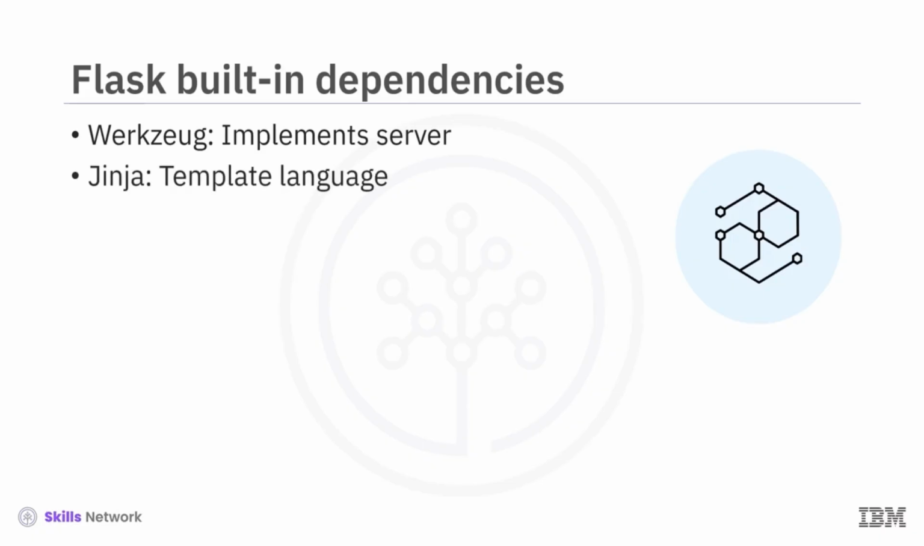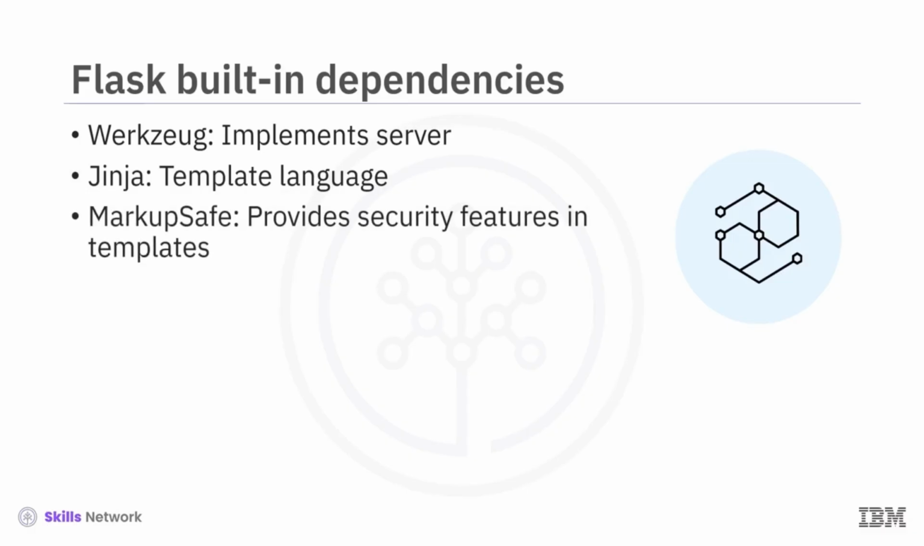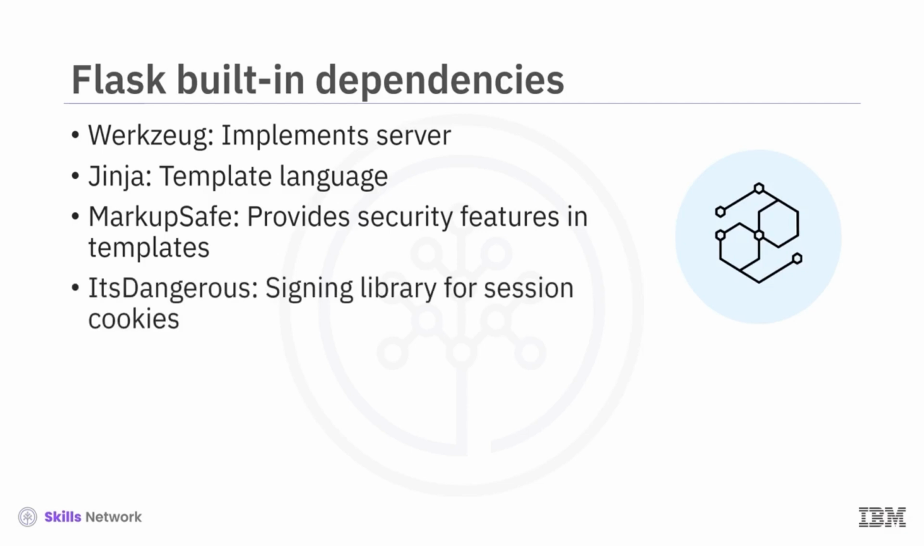Jinja is a template language that renders the pages in your application. MarkupSafe comes with Jinja. It escapes untrusted input when rendering templates to avoid injection attacks. ItsDangerous is used to sign data securely. This helps determine if data has been tampered with and is used to protect Flask's session cookie.